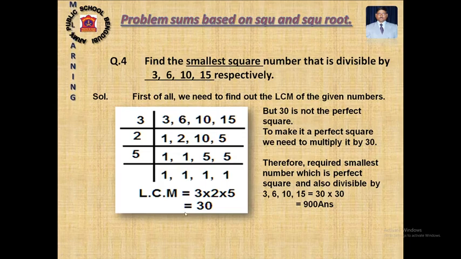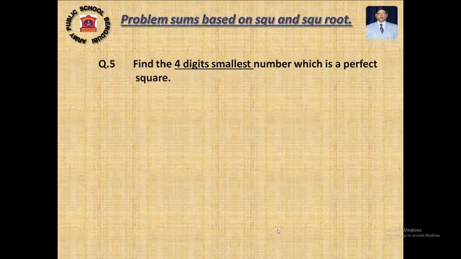This 30 is exactly divisible by 3, by 6, by 10 and 15. Clear? But you see, 30 is not a perfect square number. I have to make it a perfect square number by multiplying it, obviously. So what to do? I need 1, 2, I need 1, 3 and I need 1, 5. That means I need one more 30. So when 30 is multiplied by 30, it will be 900, and this 900 is exactly divisible by 3, 6, 10 and 15. Clear?